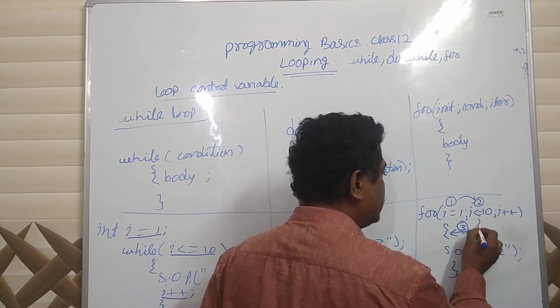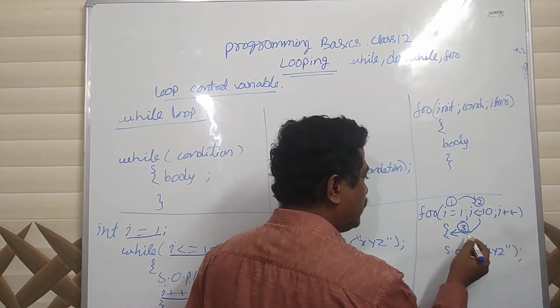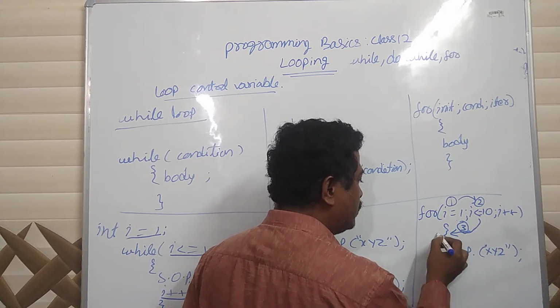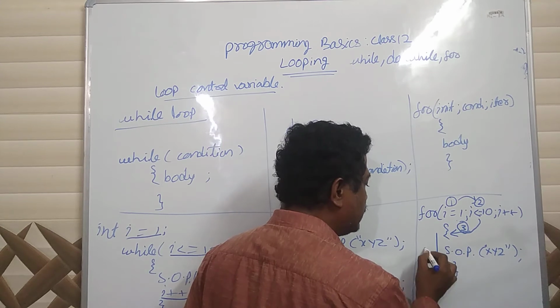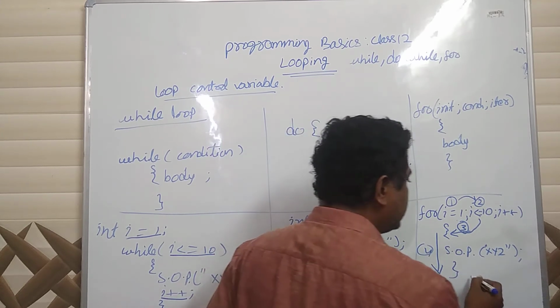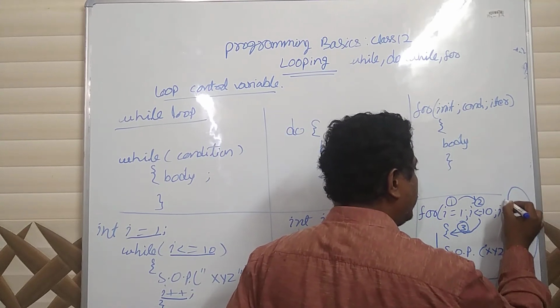Steps, I am writing in a circle. Now after coming to the body, the body of the loop will be executed. That is the fourth step. After executing, control will go to iteration.